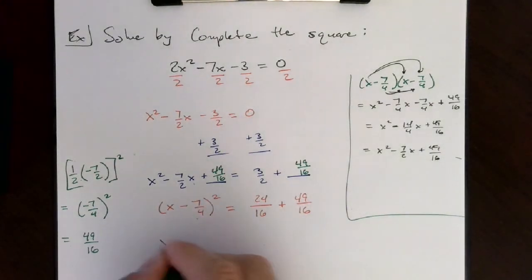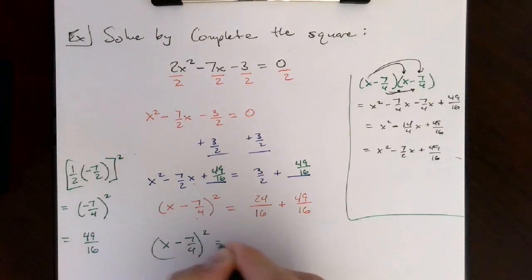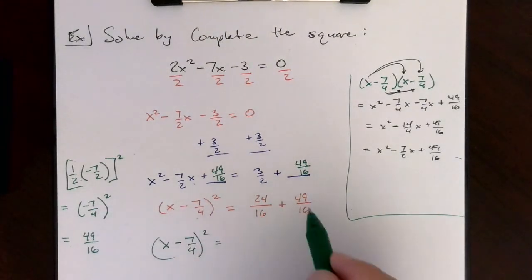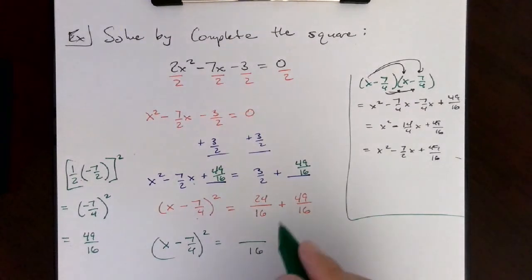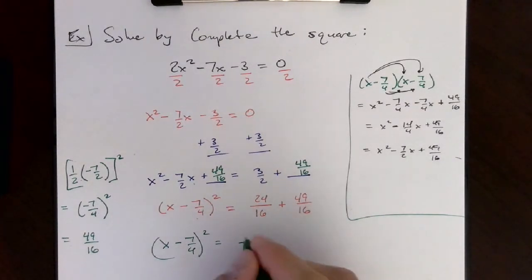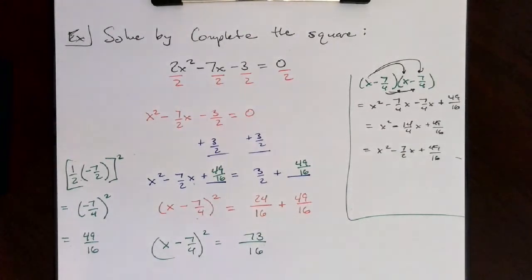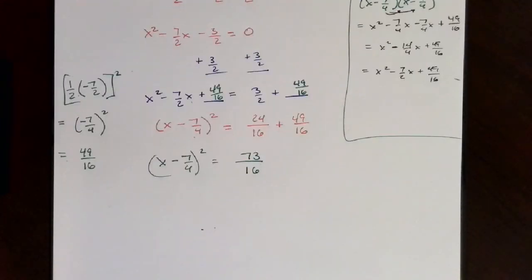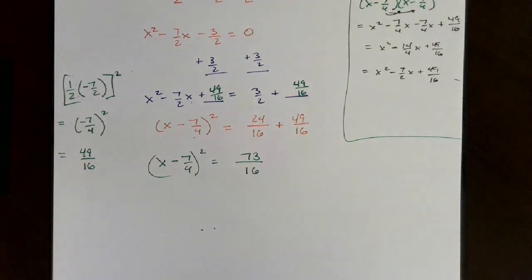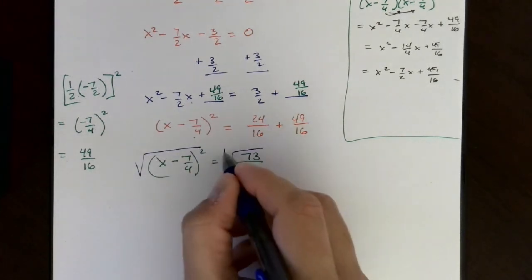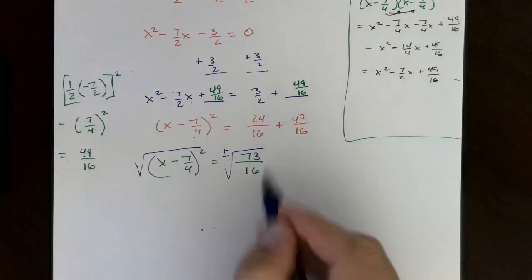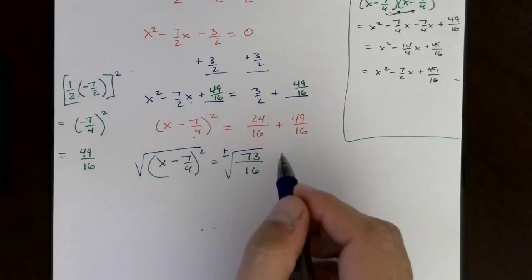Alright, so let's combine like terms on the right side. So I'll leave the left the same. So x minus 7/4 squared equals, on this side here, 24/16 plus 49/16. Remember, it's all over 16. 24 plus 49 gives you 73. You can do that in a calculator if you need to. And then, now remember how we solve. We solve by square root property. So we want to get to x, remember. So square root of each side. If I take the square root, I have to write plus or minus. Don't let it throw you off. This is a fraction. You still take the square root of the whole thing.